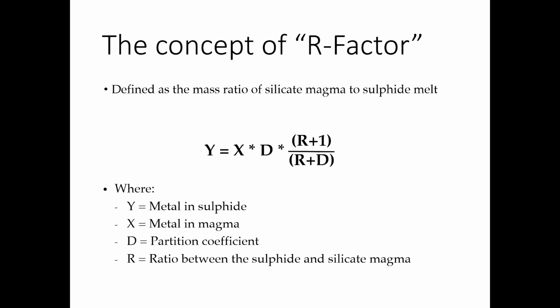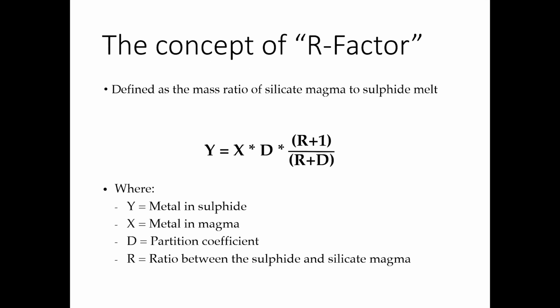So when we have sulfide droplets within a magma, it can scavenge the valuable platinum group elements, nickel, other siderophile and chalcophile elements that get concentrated in that sulfide melt. So the way to get a lot of those metals into the sulfide melt is to have a relatively small amount of sulfide melt compared to a relatively high amount of silicate magma.